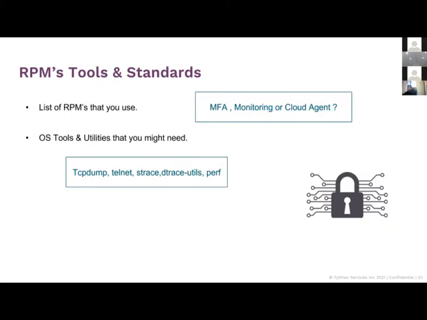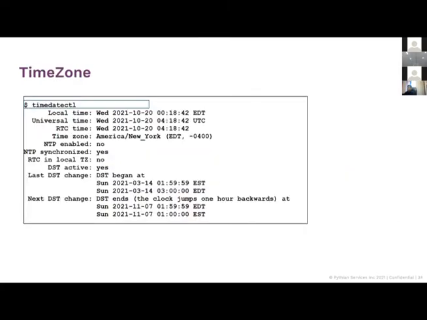So you need to list out these things from your source, and ensure that they're there on your target. So RPMs, tools and utilities are pretty important to list and to install beforehand on your target cell. Another interesting thing is time zone.